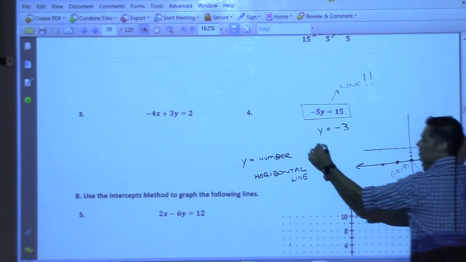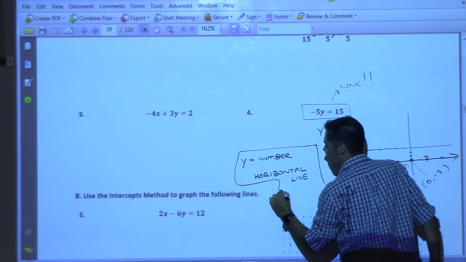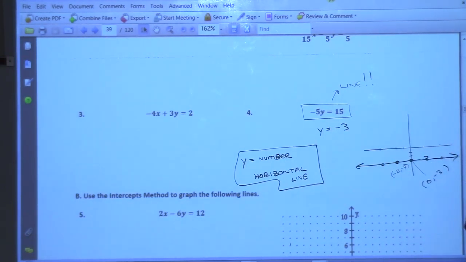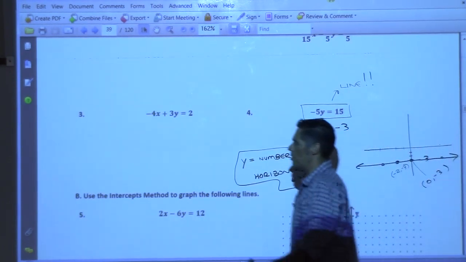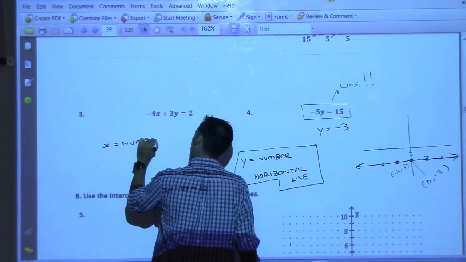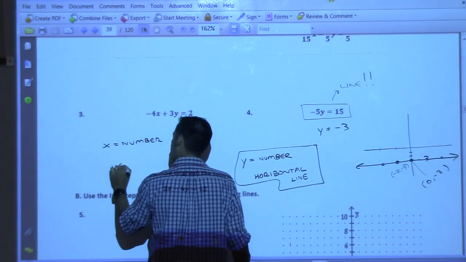Okay, so that's something we had not talked about, but I'm telling you now. If you ever get y is equal to a number, you're going to draw a horizontal line through that number. What if you have x is equal to a number? If you ever get x equal to a number, then that's going to be a vertical line.